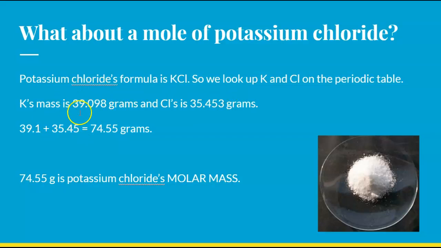This one, however, when we're rounding to 2 decimals, 0.098, well, that 8 bumps up this 9, and then this 9 bumps that up. So this ends up being 39.1. We're going to round to the hundredths. Then when we take potassium's mass plus chlorine's mass and add them together, we get an overall mass of 74.55 grams. So that is potassium chloride's molar mass.